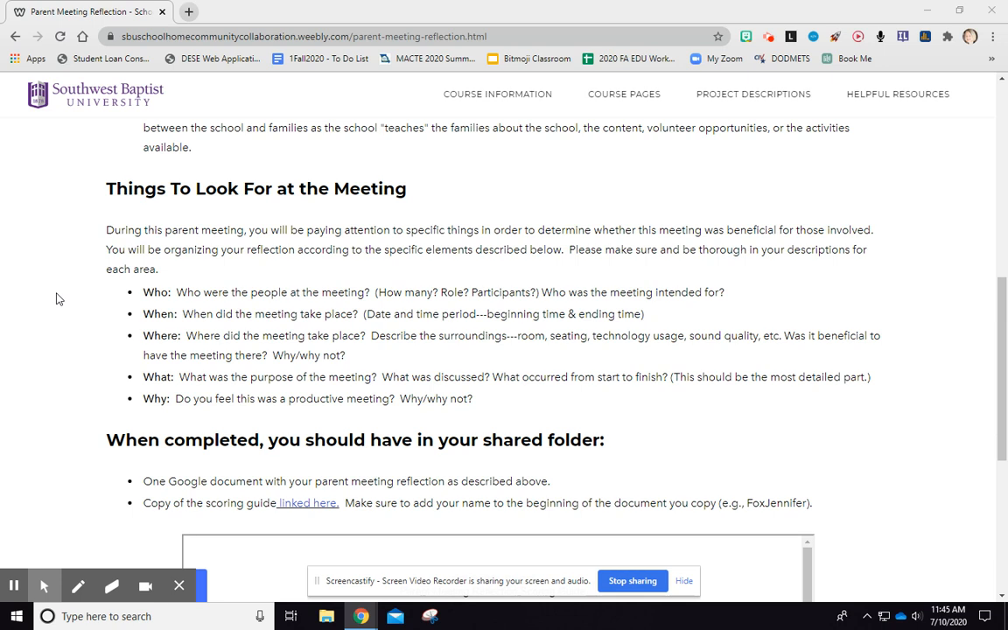You need to be thinking about the chairs you're sitting in, the technology, if you can see, if you can hear, and so you need to evaluate whether it was a good place. Was it beneficial to have the meeting there? I know it's hard for especially bigger men to sit in little tiny chairs if you have a meeting in an elementary library that's intended for K-2 students. So just think about that.